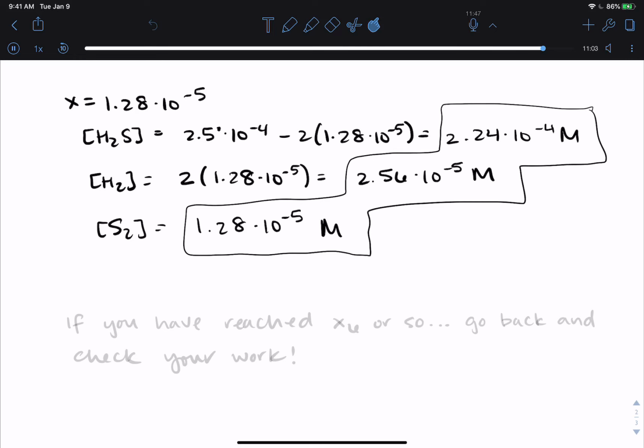As you can see, with the amount of algebra that goes into this, it's hard to feel comfortable knowing that you're on the right track. So if you have reached x6 or so in your approximations, go back and check your work. You should not have to do this more than 4 or 5 times to converge on a number.